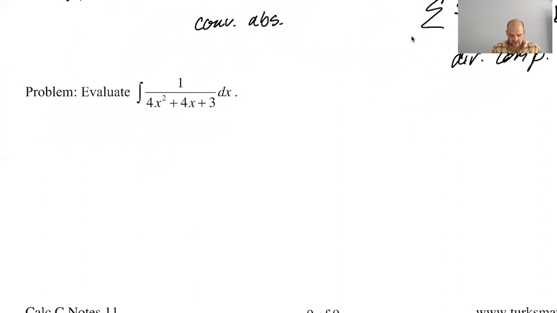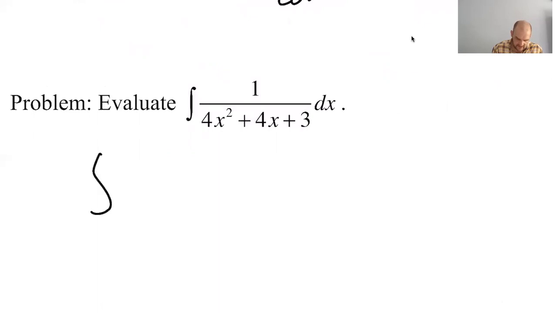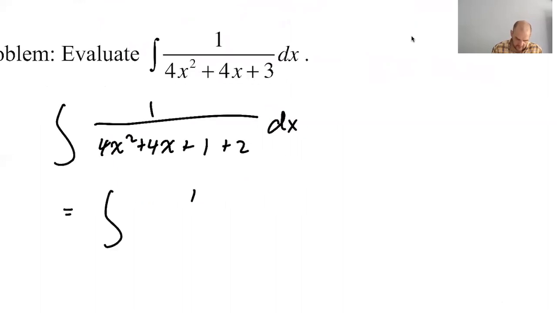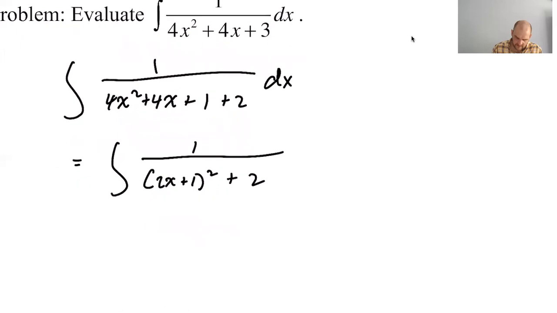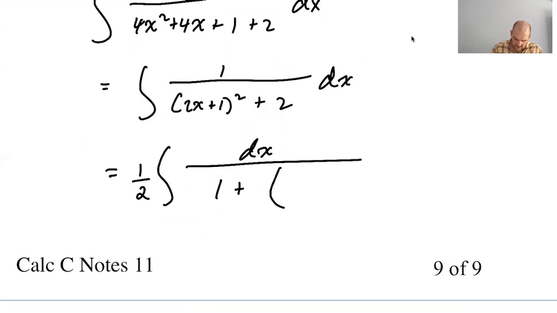I think I have to complete the square, because it feels arctan-ish to me. So I'm gonna make this 1 over, can I fake complete the square on this? Can I do 4x squared plus 4x? I feel like it's gotta be plus 1 and then plus 2. And then that would be the integral of 1 over the quantity 2x plus 1 squared plus 2 dx. I have a lot of videos on completing the square if you're unsure on that. So I'm gonna take out 1/2, and that gives me 1 plus the quantity 2x plus 1 over radical 2, squared.